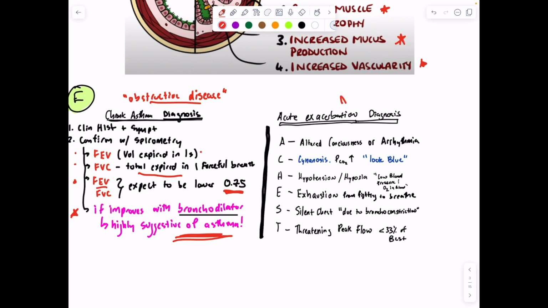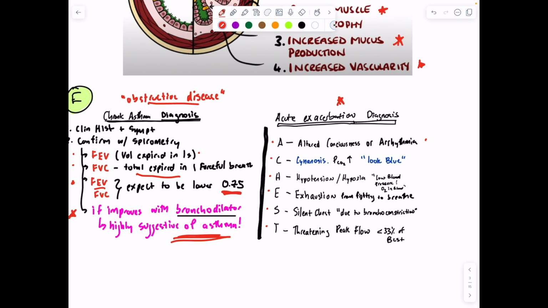What about acute exacerbation of asthma? How would you diagnose that? We have a mnemonic, A CHEST, and this isn't from the lecture, but it's just good to know. A stands for altered consciousness or arrhythmia. C is if they come in blue, right? Cyanosis, which is a result of an increase in partial pressure of carbon dioxide, so cyanosis means they look blue.